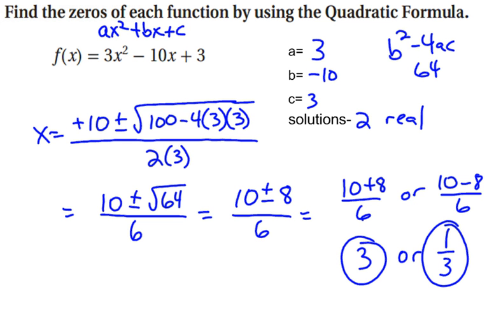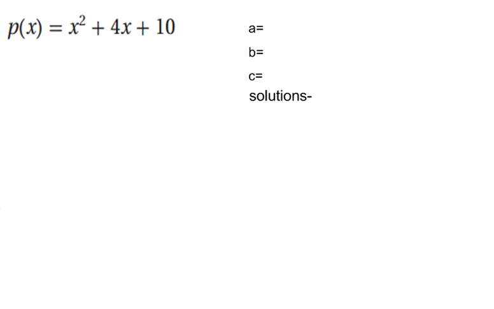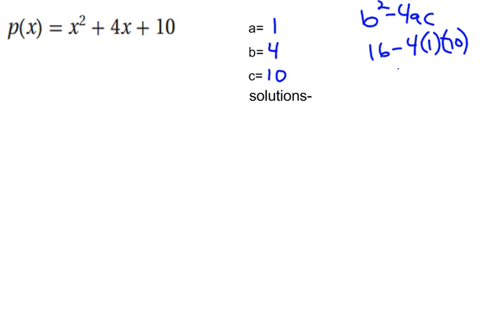That's really all there is to it. There's nothing else to do. We'll do one example that maybe doesn't have two real roots as a solution, something like x squared plus 4x plus 10. So a equals 1, b equals 4, c equals 10. So b squared minus 4ac, that's the stuff under the radical. We get 16 minus 4 times 1 times 10. So that's 16 minus 40, which is negative 24, which gives us two complex roots, because that is negative.